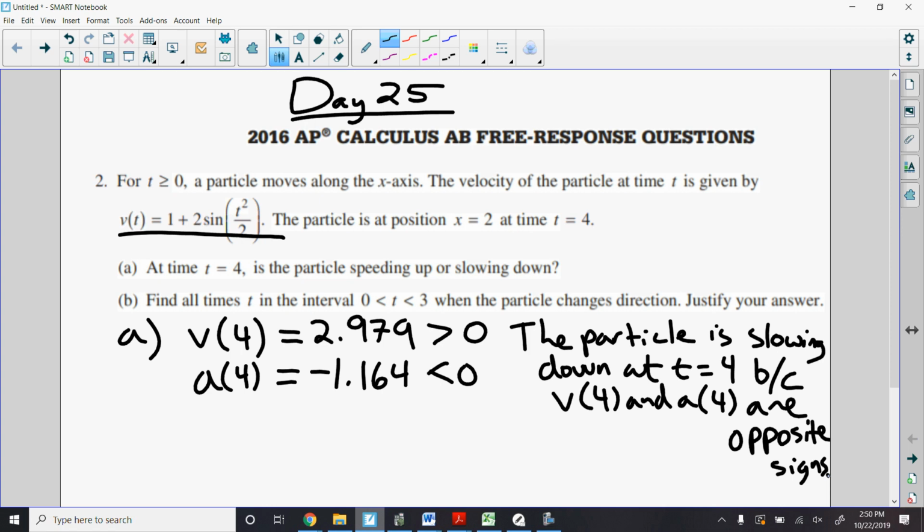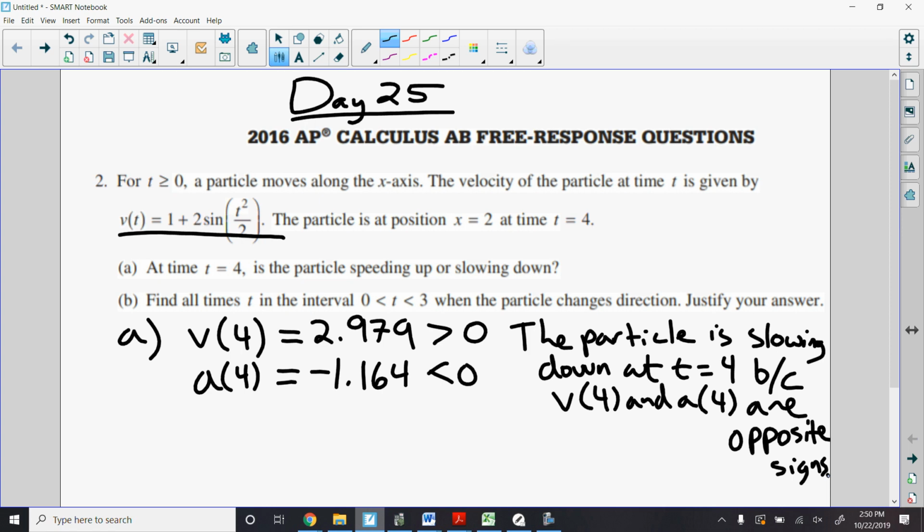Part B says, find all times t on the interval 0 is less than t is less than 3 when the particle changes directions. Justify your answer. Okay, so this was in the day 24 video talking about a particle changing directions. What we know is that an object changes directions whenever velocity switches signs. So I want to look for velocity to be changing signs.